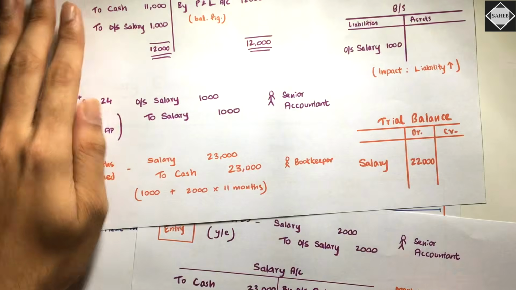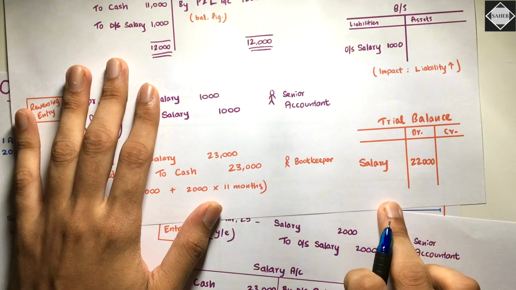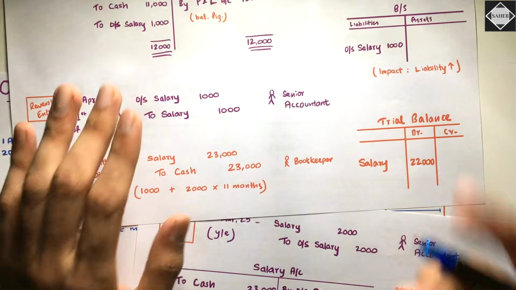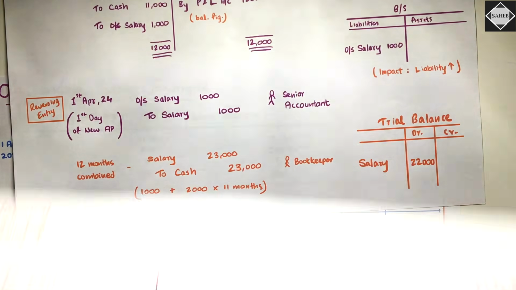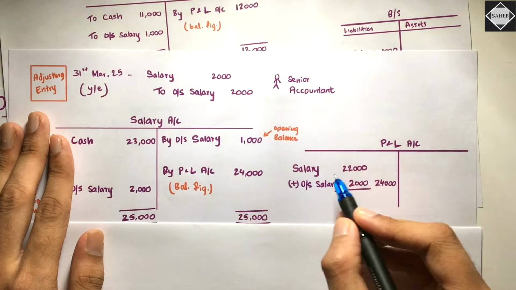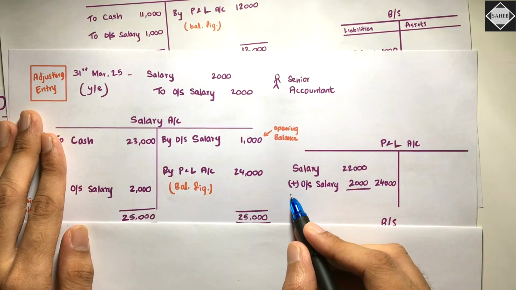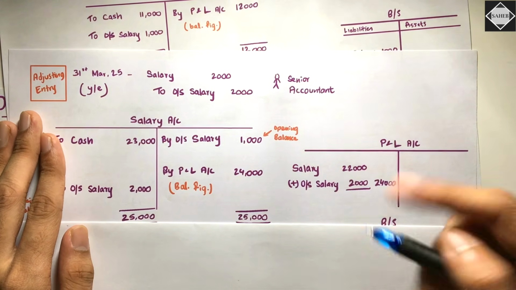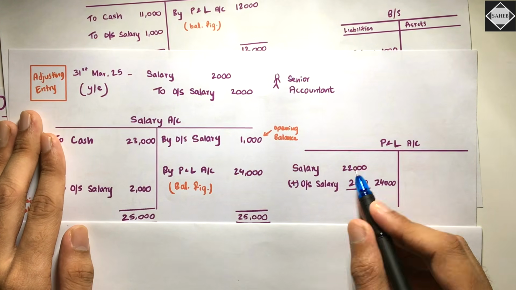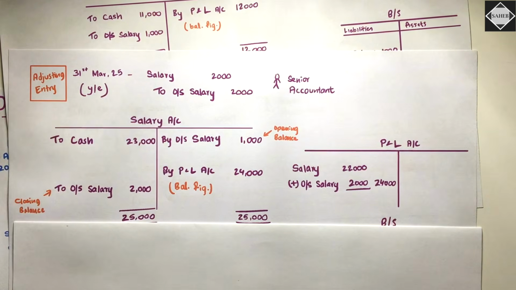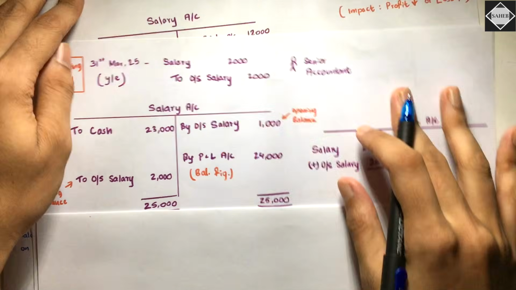You get the trial balance 22,000. Below in the adjustment they say 2,000 is outstanding. So what do you do when you prepare the profit and loss? You take first salary from the trial balance 22,000 and then add outstanding salary which was given in the additional information, 2,000. So that's equal to 24,000. Is it clear? This is what you do, right?